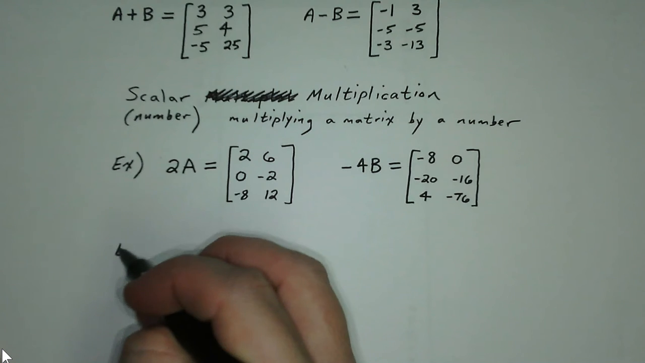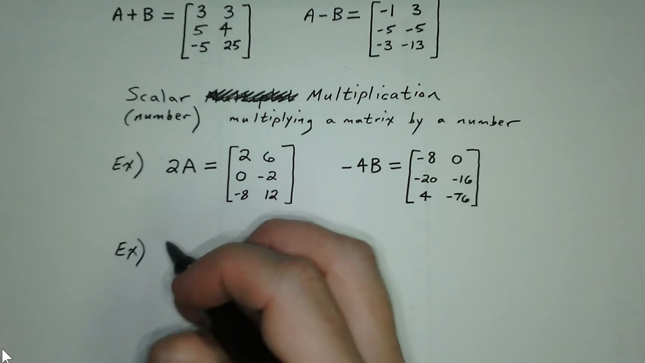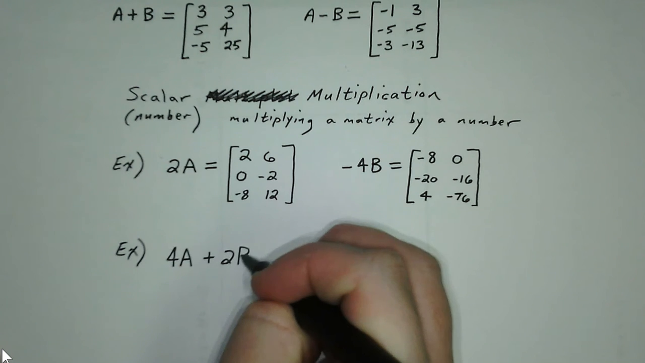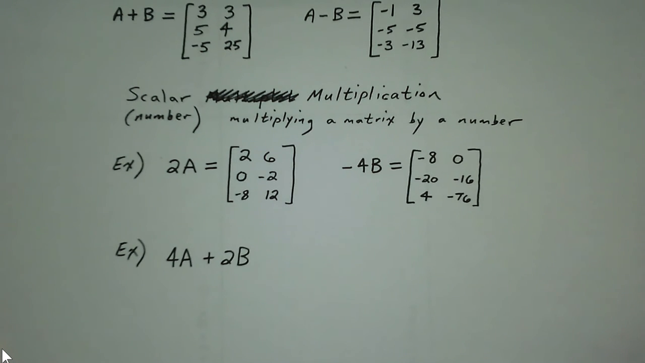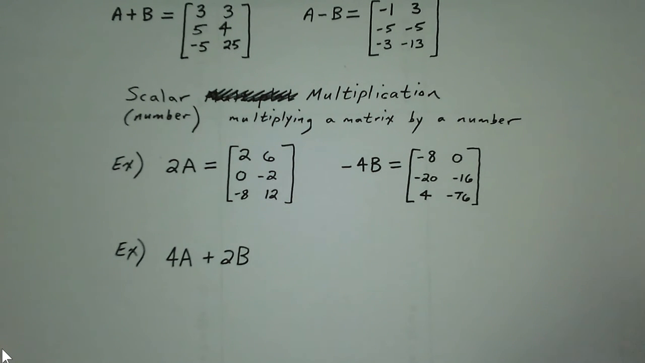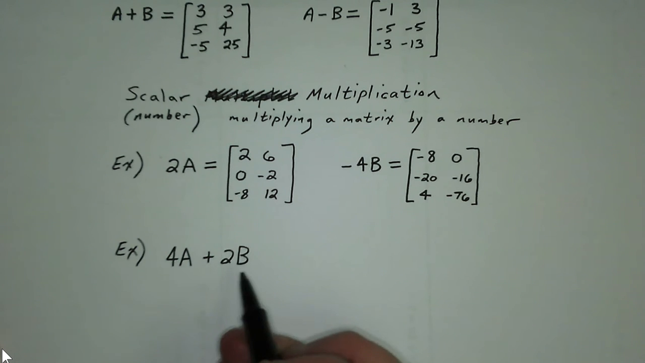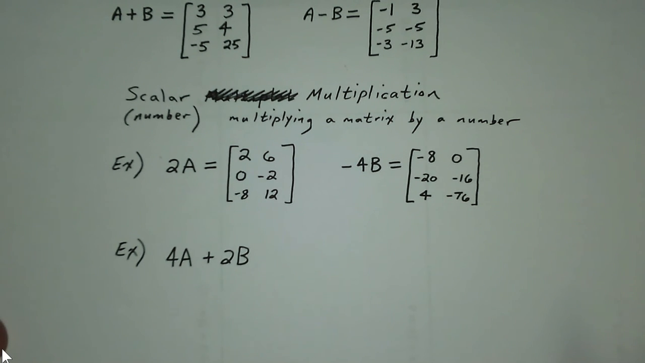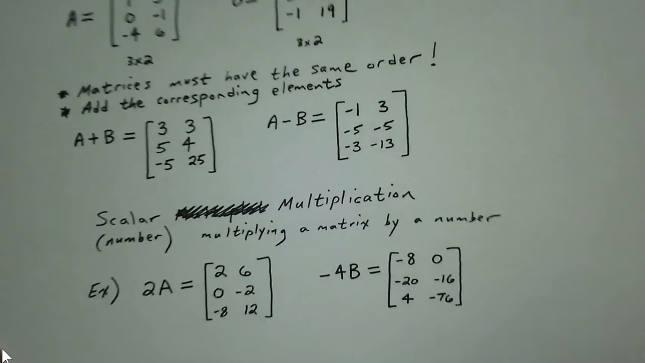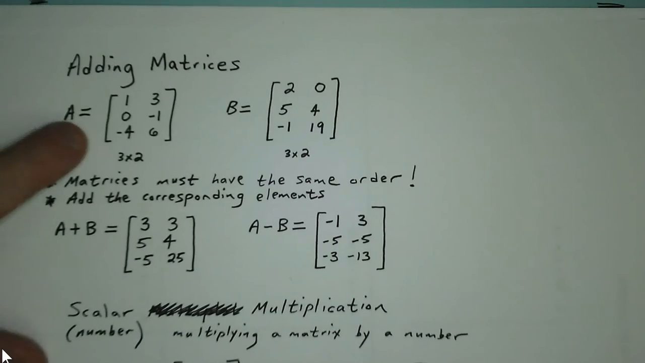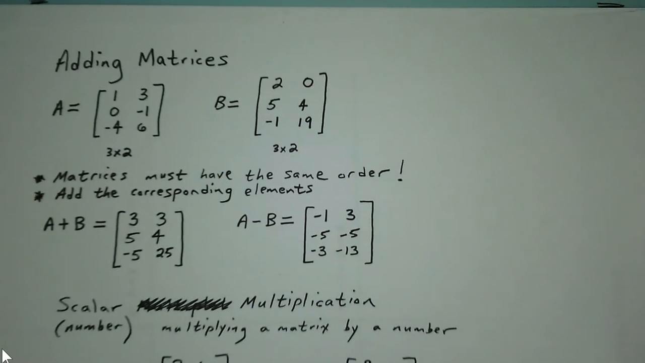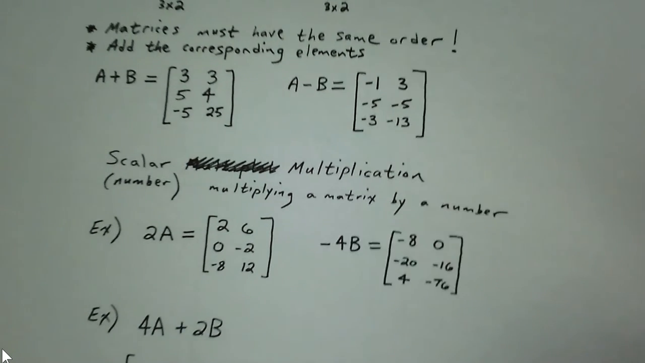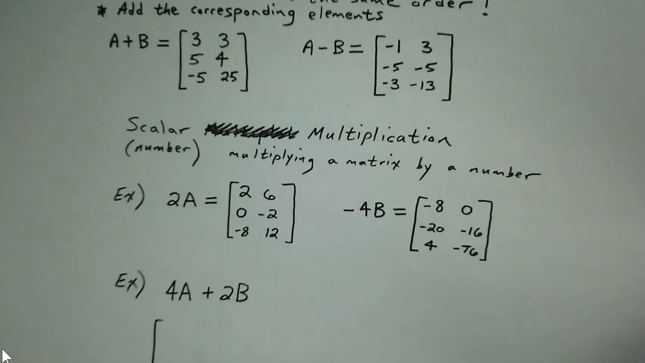So if I wanted to do a little grand finale here, like 4A plus 2B, and I wanted you to figure out what that final matrix would be, it looks pretty simple. It's not that crazy. You could probably do it right now without me helping you. Reminder, that's matrix A: 1, 3, 0, negative 1. So I'm going to write down 4A, let's multiply matrix A by 4.